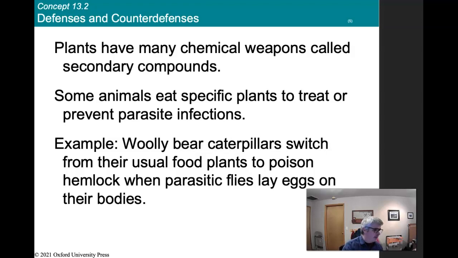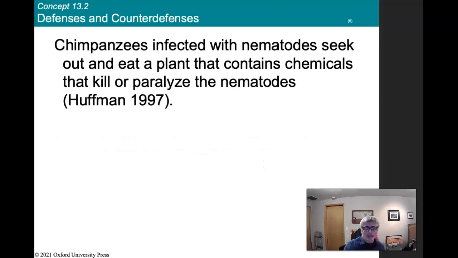Tannins are one of them. There are other alkaloids that make plants bitter and taste bad, so there are these secondary compounds that plants can produce. And some animals eat specific plants to treat or to prevent parasite infections. The woolly bear caterpillar will switch from their usual food plants to a poison hemlock when parasitic flies lay eggs in their bodies. I thought that was pretty interesting that caterpillars do that.